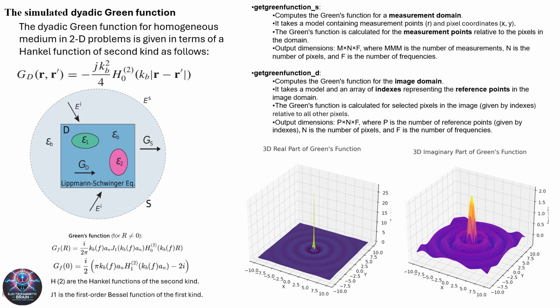Within this setup, we are particularly interested in the dyadic Green function, denoted GD, which describes the wave propagation within the domain D. This domain could represent a scatterer, an object that interacts with the incident field. Additionally, the scattered field, labeled GS, is the portion of the electromagnetic wave that interacts with and reflects off the scatterer. This interaction is governed by the Lippmann-Schwinger equation, which is central to solving scattering problems by relating the total field as the sum of the incident and scattered fields using the Green function.